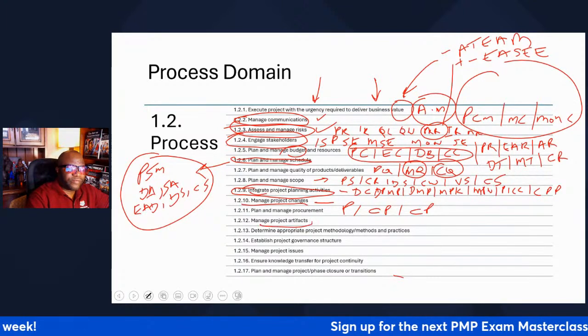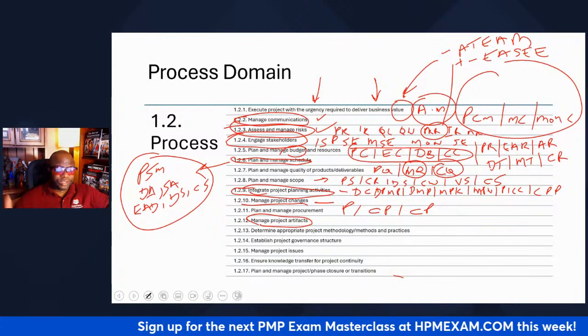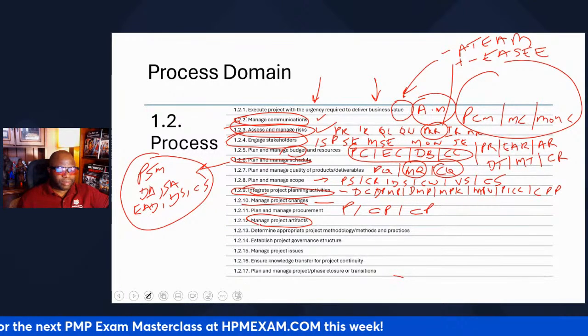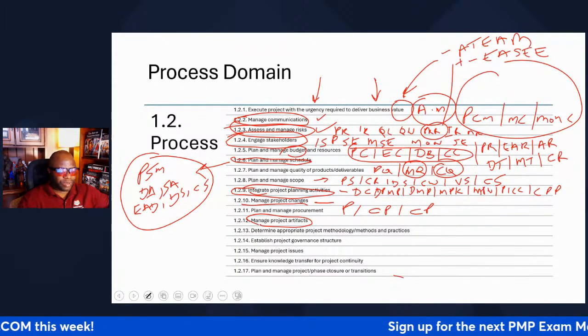Manage project artifacts. An artifact could be documentation, it could be a widget, it could be something that you've created in the past that needs some kind of version control. But in the world of Scrum, we talk about 3 artifacts, and they are the product backlog, the sprint backlog, and the increment.